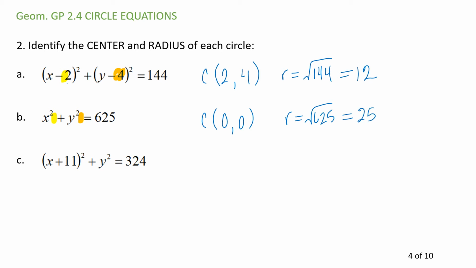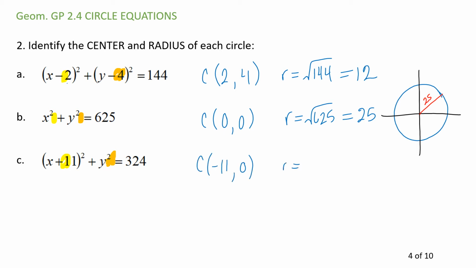So it's a circle centered at 0, 0, having a radius of 25. It's also easy to graph. How about this one? Change the x, change the y, don't forget to take the square root. -11, 0, and the radius is whatever the square root of 324 is, which I think might be 18. Yep. So this circle is centered at negative 11, 0, has a radius of 18. Easy to do, just change the x, change the y, don't forget to take the square root.